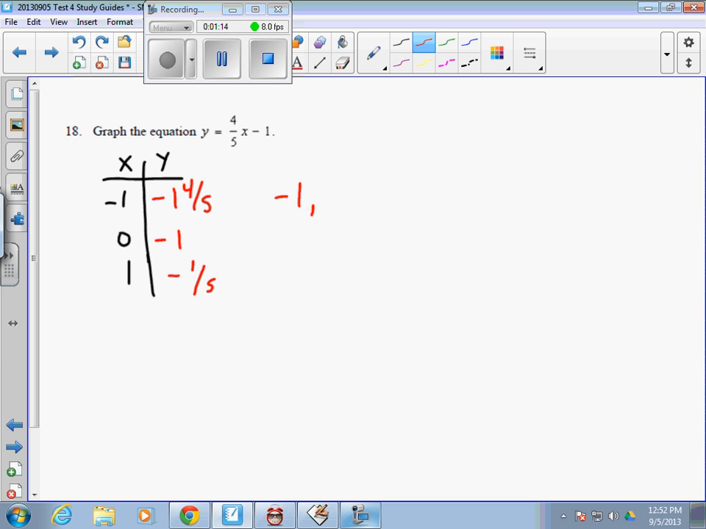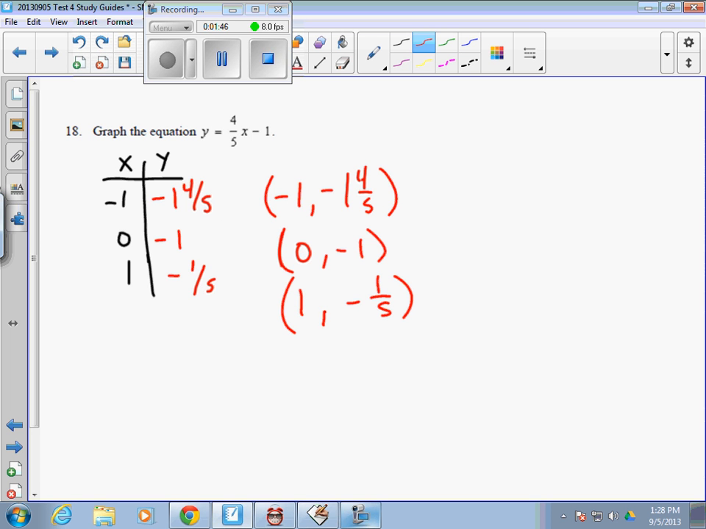-1 is our x value. And then -1 and 4/5 would be -9 over 5 if you write it as an improper fraction, but we'll go ahead and leave it as is. So we got -1 and -1 and 4/5 as our first ordered pair. Second ordered pair is 0, -1. And the third ordered pair is 1, -1/5. So that's just 3 points right there.